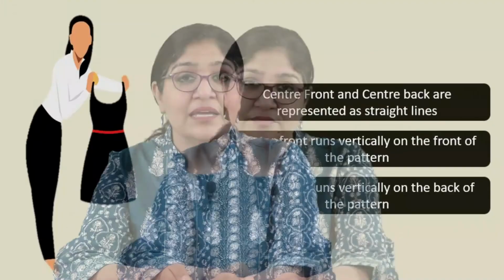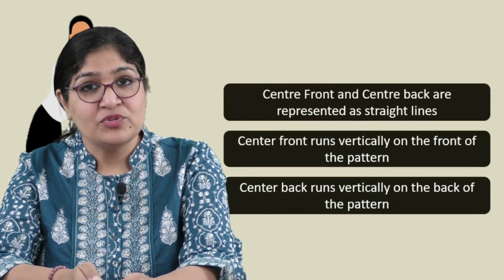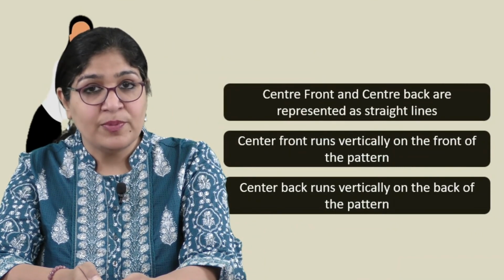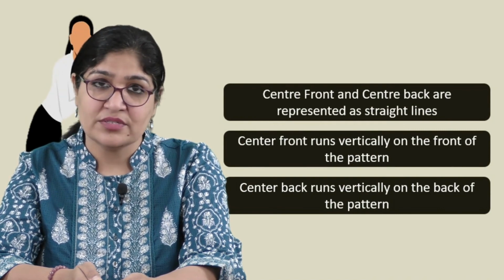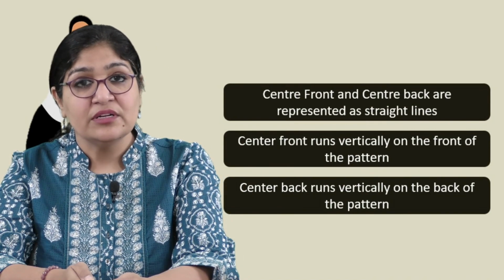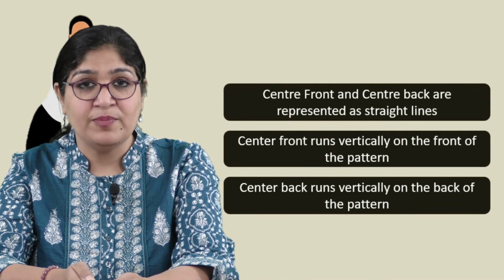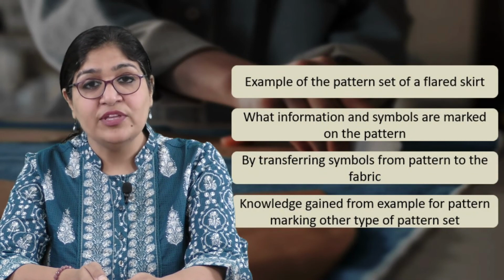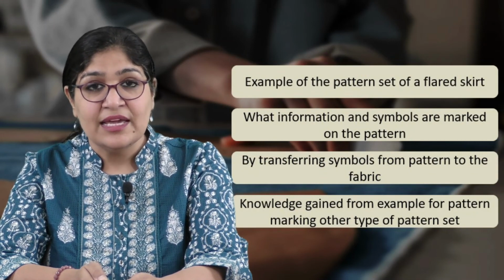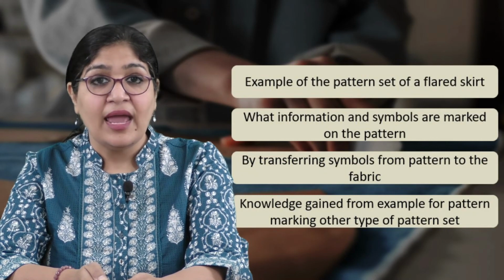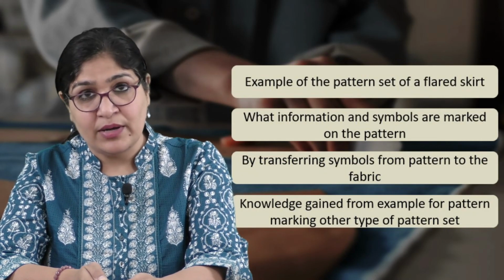Cutting line is marked around the pattern and includes the seam allowance along the outer edges. Center front and center back are represented as straight lines formed by alternating dashes and dots. The center front runs vertically on the front of the pattern and the center back runs vertically on the back of the pattern. In today's session, we have made use of the example of the pattern set of a flared skirt and seen what information and symbols are marked on the pattern.